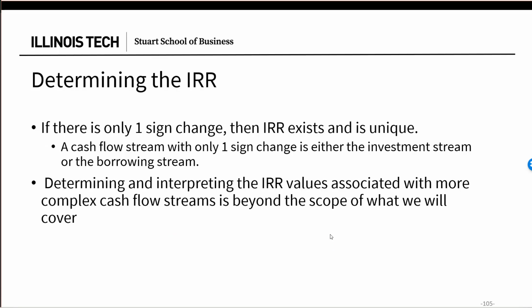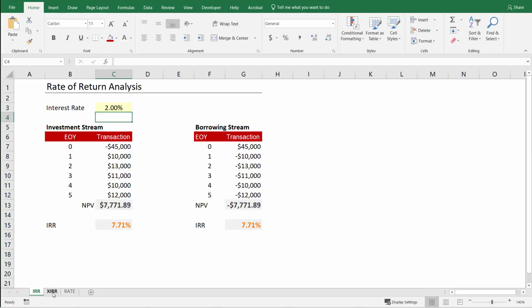And so, as I said before, if there's only one sign change, then the IRR is going to exist and it's going to be unique, okay? But when you have multiple sign changes, then the IRR is basically the roots of this function, and it can have multiple IRRs that make the NPV equal to zero, and then the interpretation becomes more complex. I actually want to do a couple more examples to highlight this.